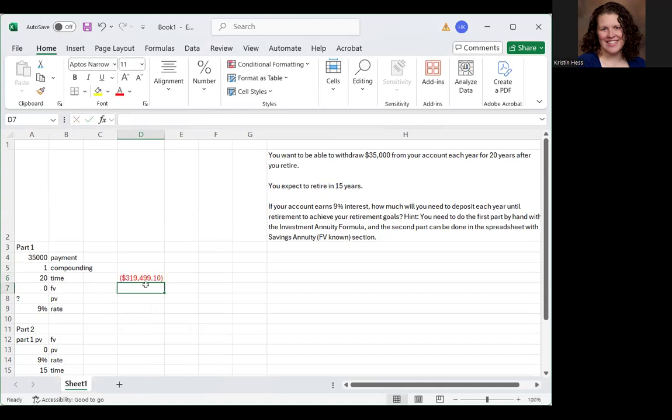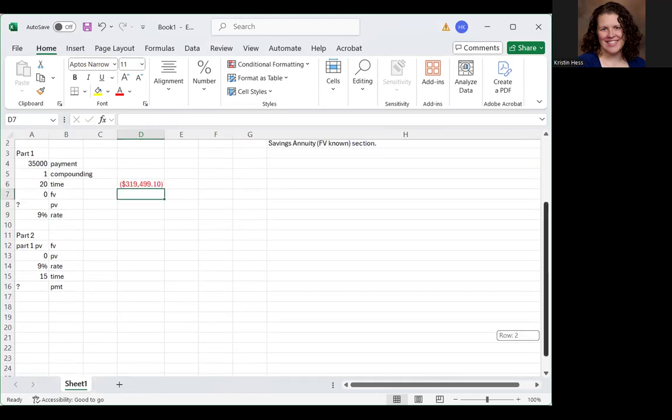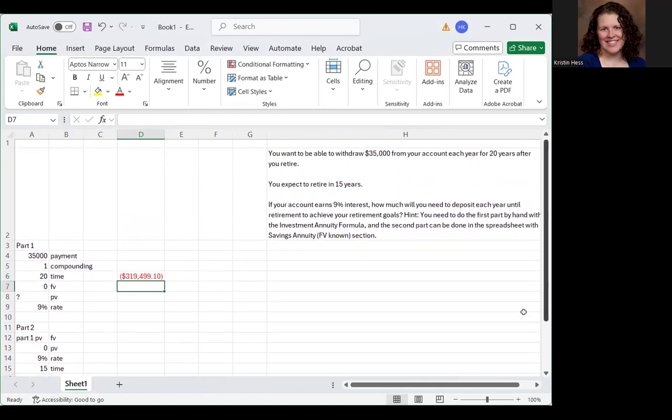So we need $319,499.10 in our account at the start of retirement. Now we're going to go to part 2 to figure out how much we need at the end. How much do we need to put away each year?